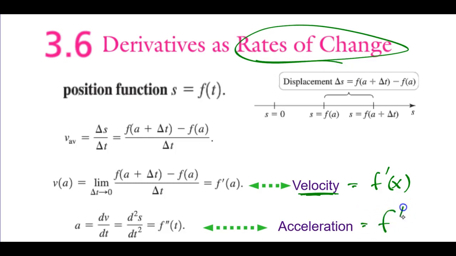And then the second derivative is acceleration, sometimes denoted like this. Remember, when you're finding the average velocity or acceleration, those are just derivatives.